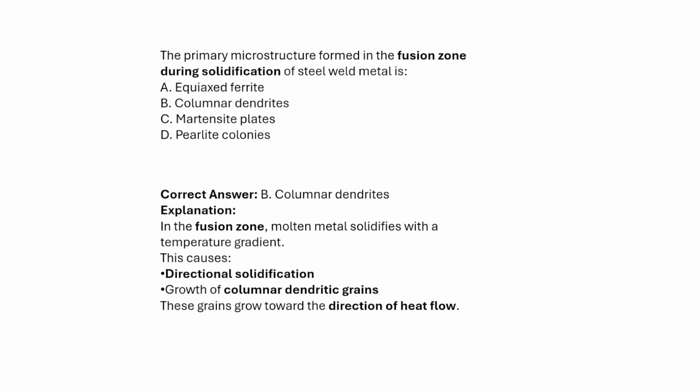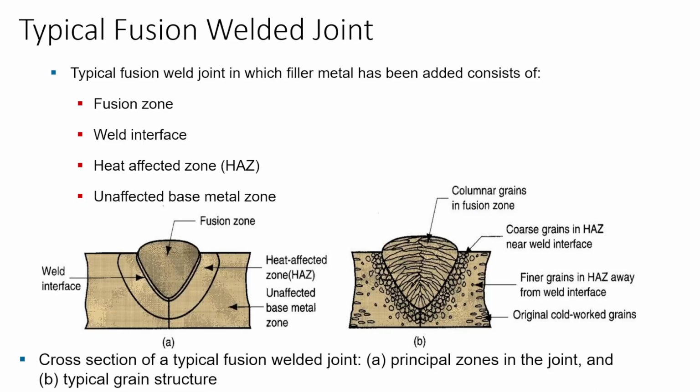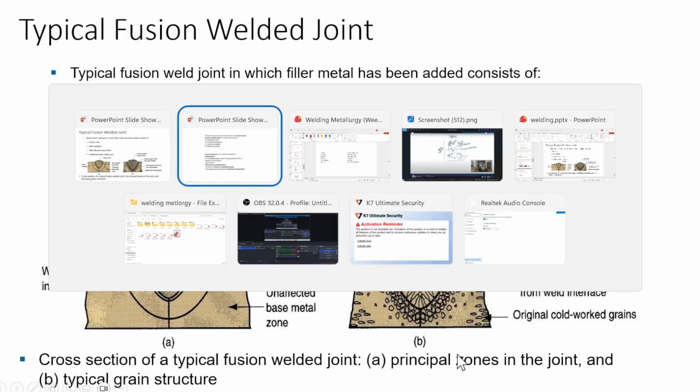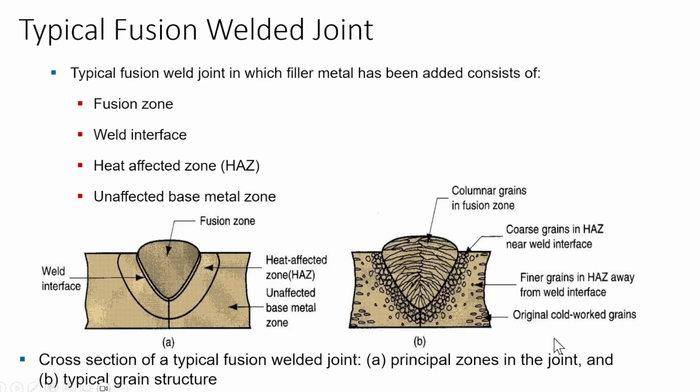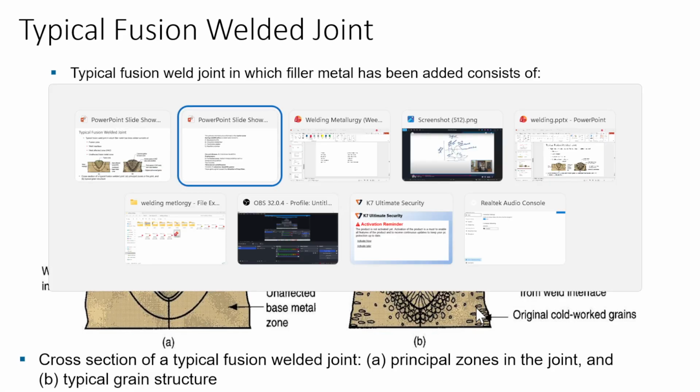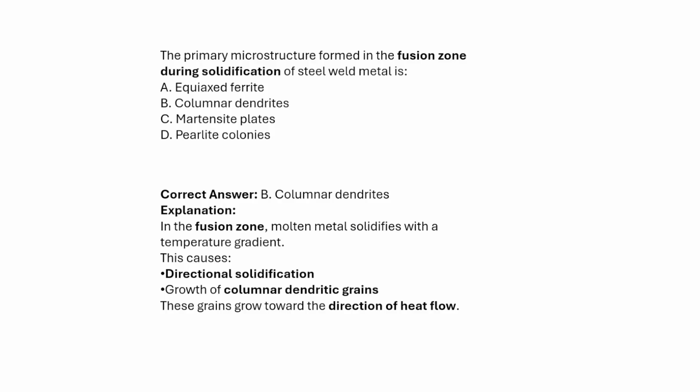The primary microstructure that forms in the fusion zone during the solidification of the steel weld metal is, in the fusion zone, which kind of microstructure will it form? I think we have already seen here. It will be the columnar grain structure. Here you can see coarsening of the grains only happens at the HAZ region, and columnar grains we can see in the fusion zone, and the base material will not be affected. So it will be the columnar dendrites.